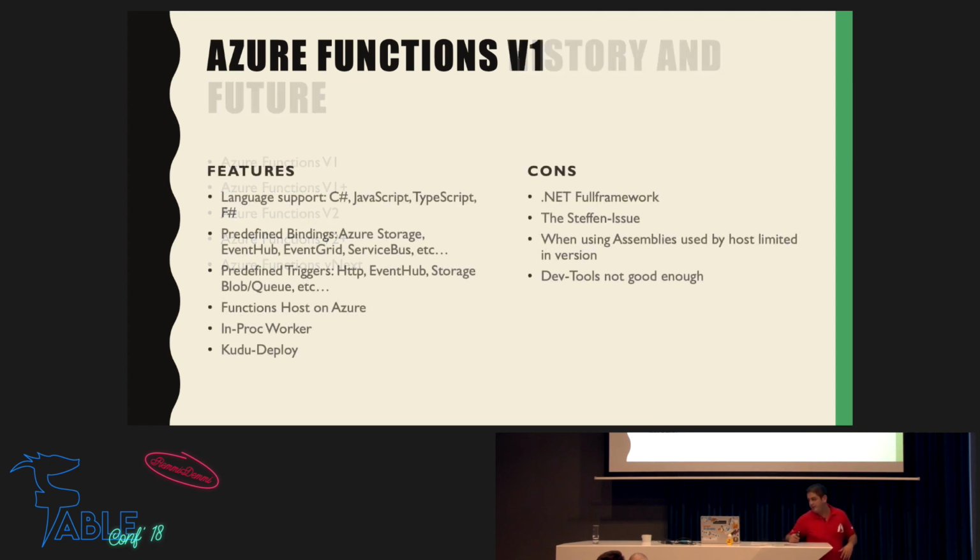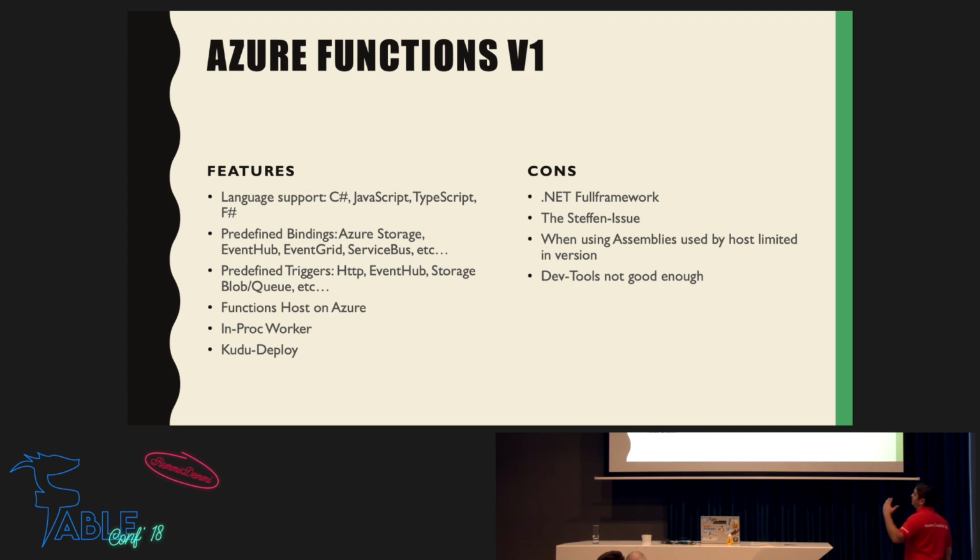Yeah, let's talk about V1. With V1, we had a lot of different language supports: C#, JavaScript, TypeScript, F#. There was also support for Python, which was experimental, support for Bash scripts, support for PowerShell scripts, and so on and so forth. And we had some predefined bindings, Azure Storage, Event Hubs, Event Grid, and so on, and predefined triggers.